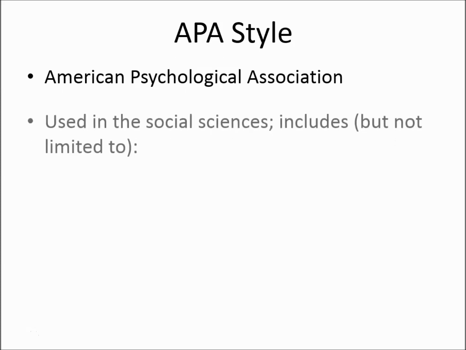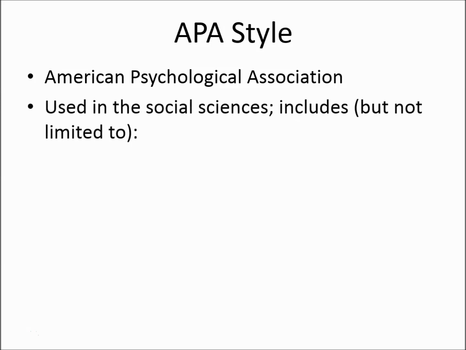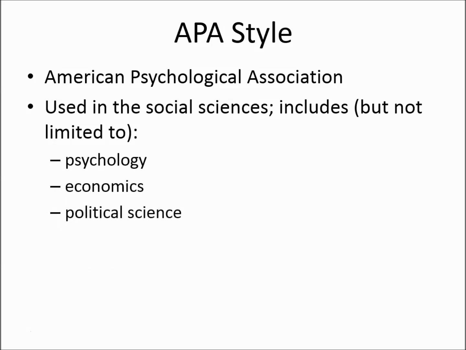This tutorial will focus on the APA style. APA stands for the American Psychological Association. This particular citation style is used mainly in the social sciences, such as psychology, economics, political science, human geography, and sociology.